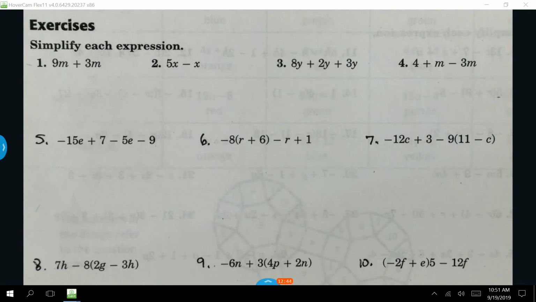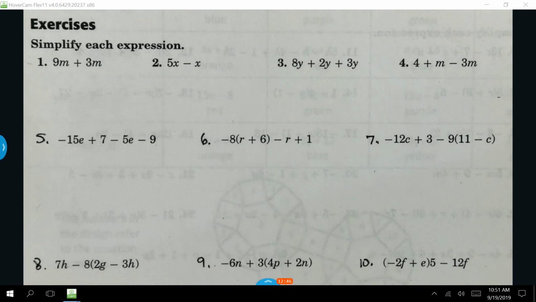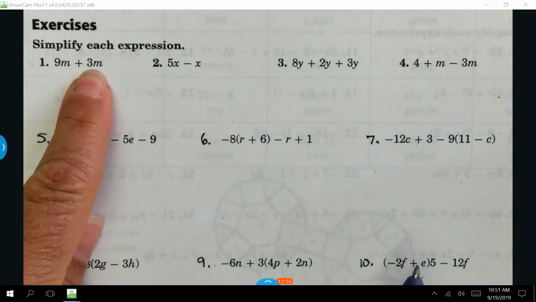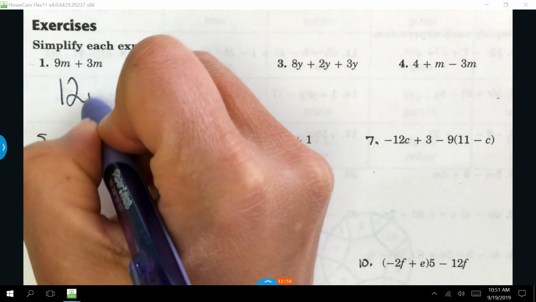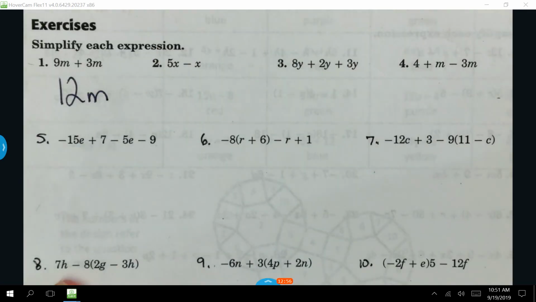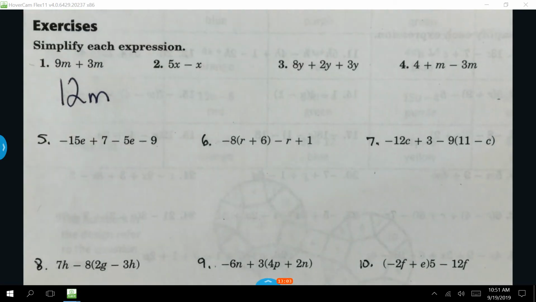All right. So we're going to put it all together. We're going to start out slow in the beginning. So number 1, we have 2m terms. So all you do is put 9 plus 3, which is 12, and put the m there. On the next page, there are lots of notes above this if you want to go ahead and read them. It's the study guide and intervention, more notes basically.